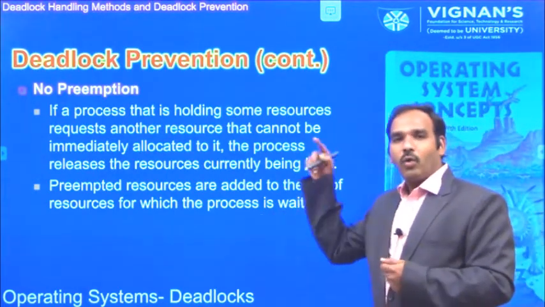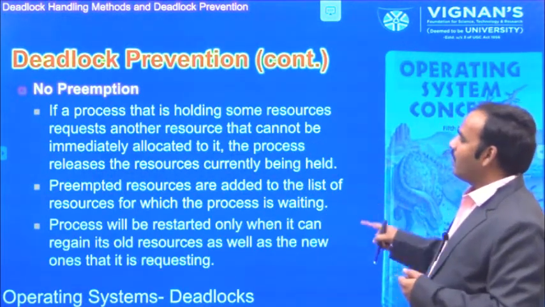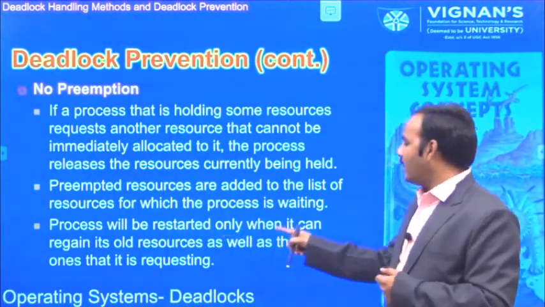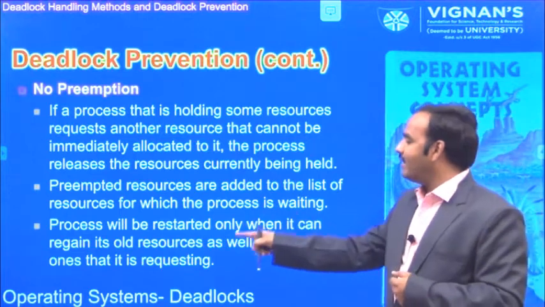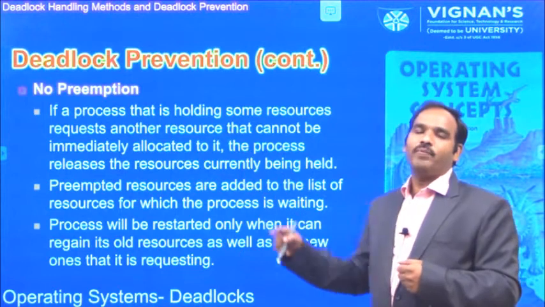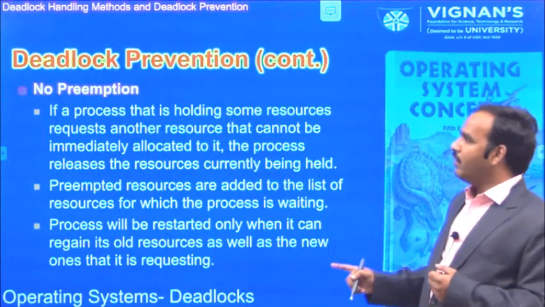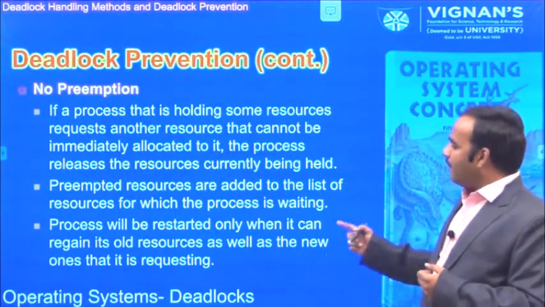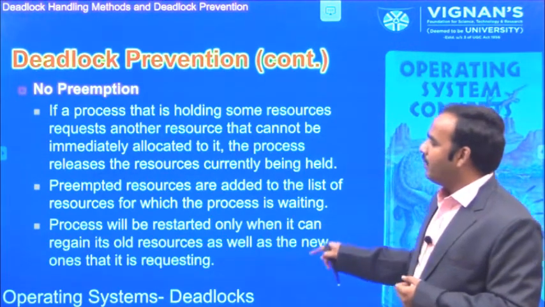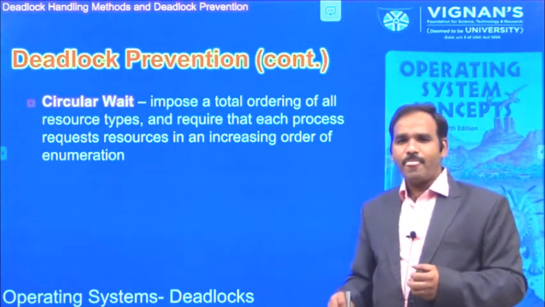Means again we are rolling back to the previous state. Every time rolling back to the previous state is difficult. The process will be restarted only when it can regain the old resources as well as the new one. These are the rules we follow when trying to disable the no preemption condition. But in real time, we cannot implement all these conditions. Coming to the circular wait.